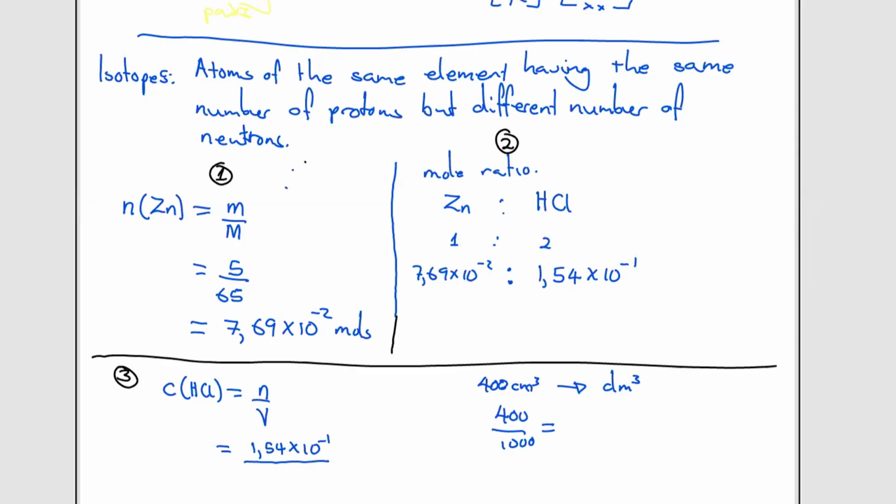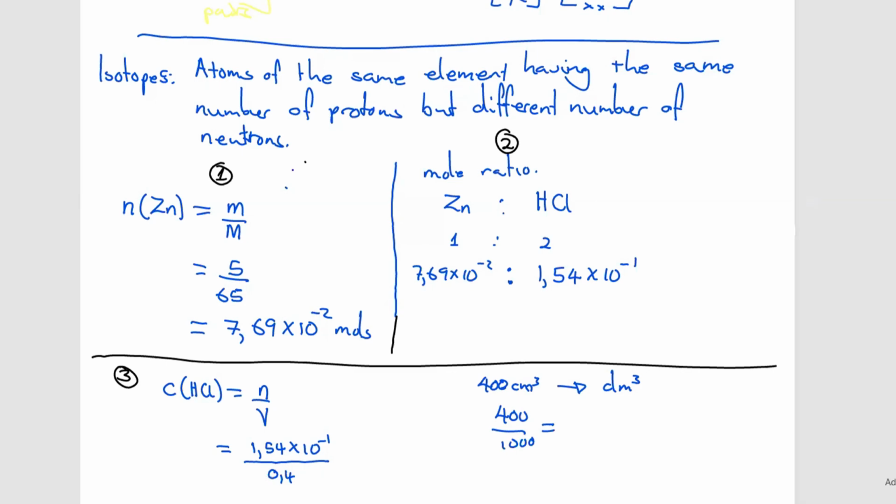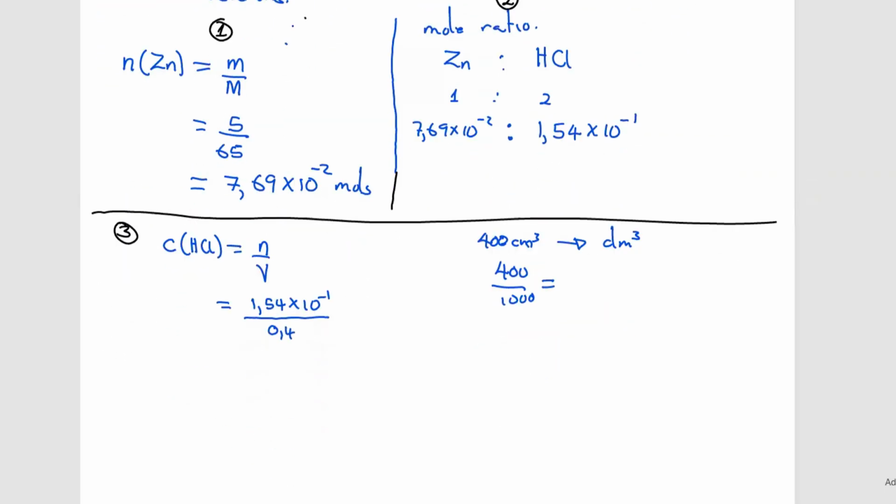I don't know what you get there. Let me just quickly work it out. So 400 divided by 1,000 gives me a value of 0,4, right? So it's the same as 0,4. If we do our math after that, I'm going to get a concentration of 1.54 times 10 exponent negative 1 over 0,4. Okay, this is the answer that I'm getting there.